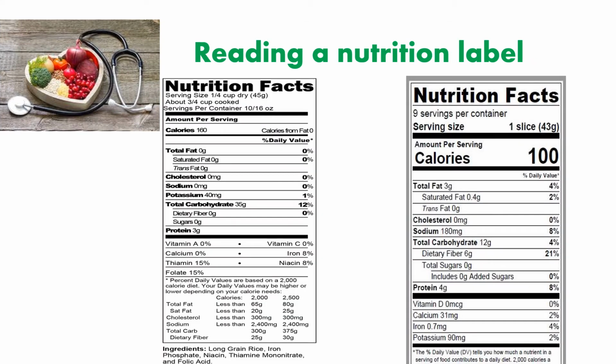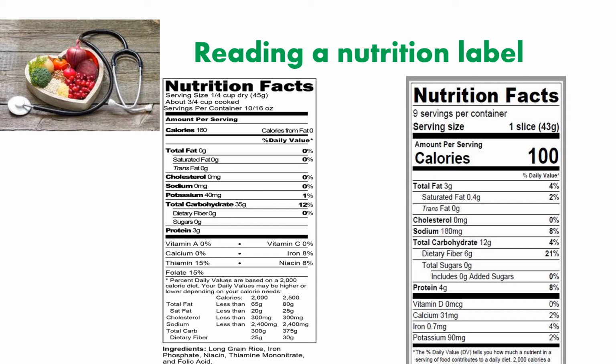So let's look at the nutrition label. This is generally taught in school, but many people don't really read labels, so let's go ahead and talk about what the components are. This is based on a 2,000 calorie diet. At the top, they'll give you the serving size, so the amount. In this case, the first label is for white rice, and the second label is for sliced bread. So you look at the serving size first.